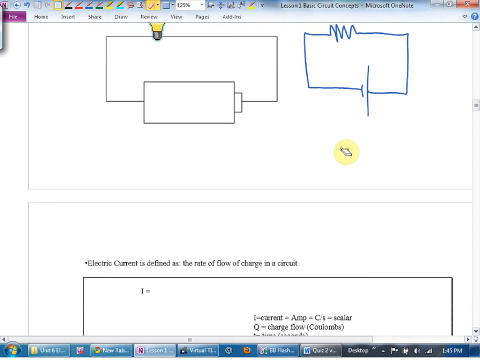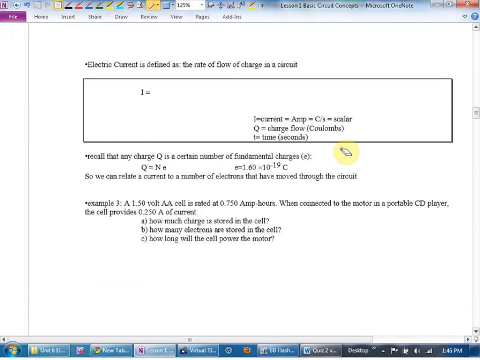So, current. Electric current is defined as the rate of flow of charge in a circuit. It's defined as how many charges come by any one section in a second. It's charge over time. And the units are coulombs per second. But we've given that a definition. We've defined that as 1 amp, named after a scientist whose last name was Ampere.